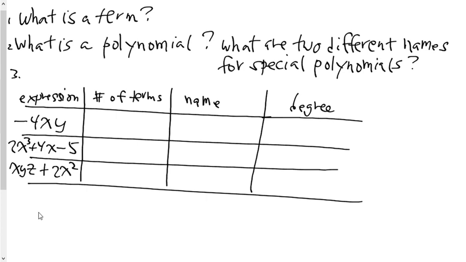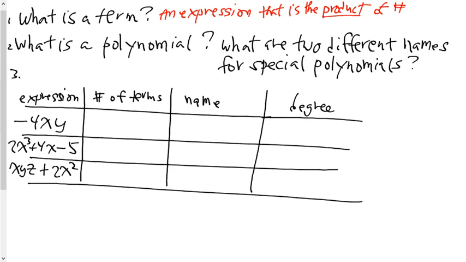We have three questions here in our warm-up. First, what is a term? And a term, by definition, and this is the hardest part to remember, is the word expression. So a mathematical expression that is the product, meaning multiplication, the product of numbers or variables or both. Both, B-O-T-H. An expression that is the product of numbers, variables, or both.